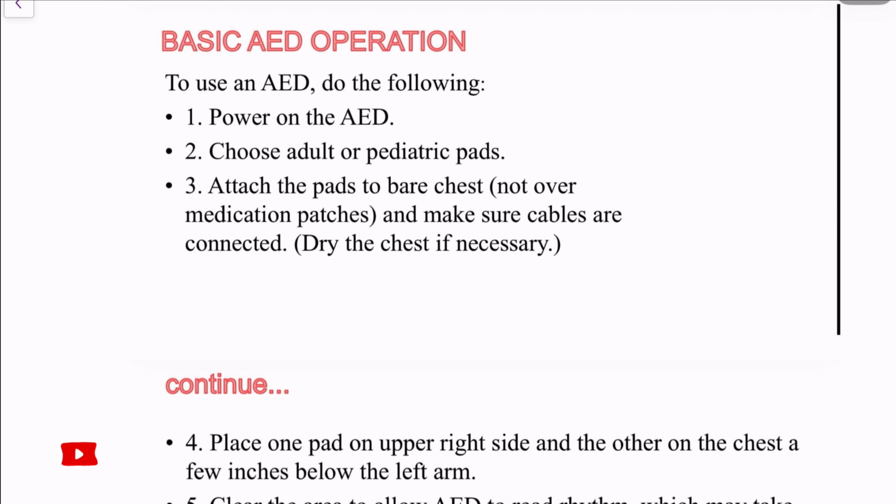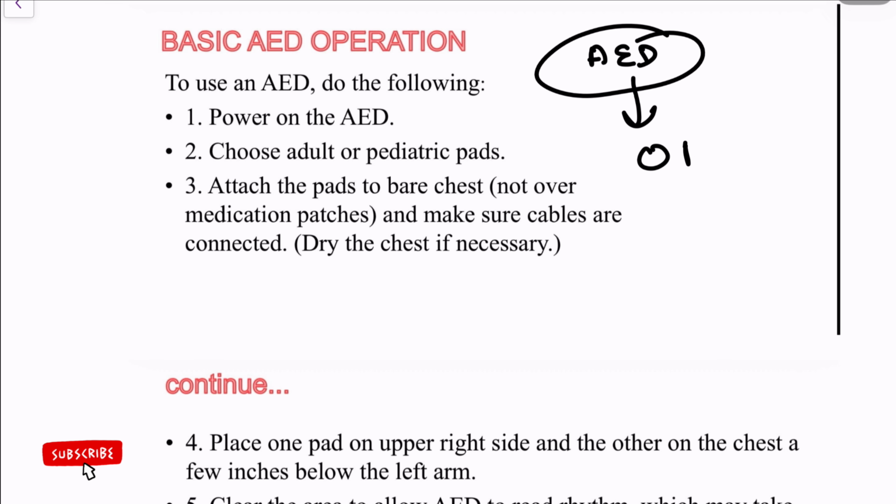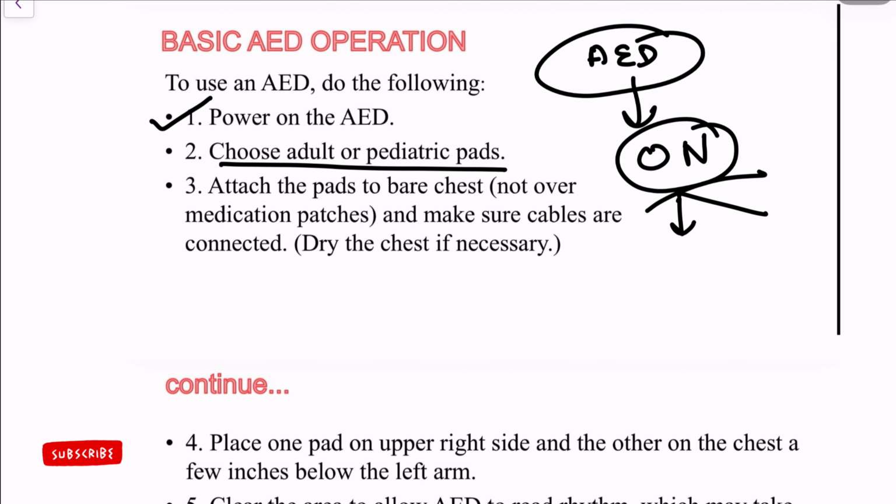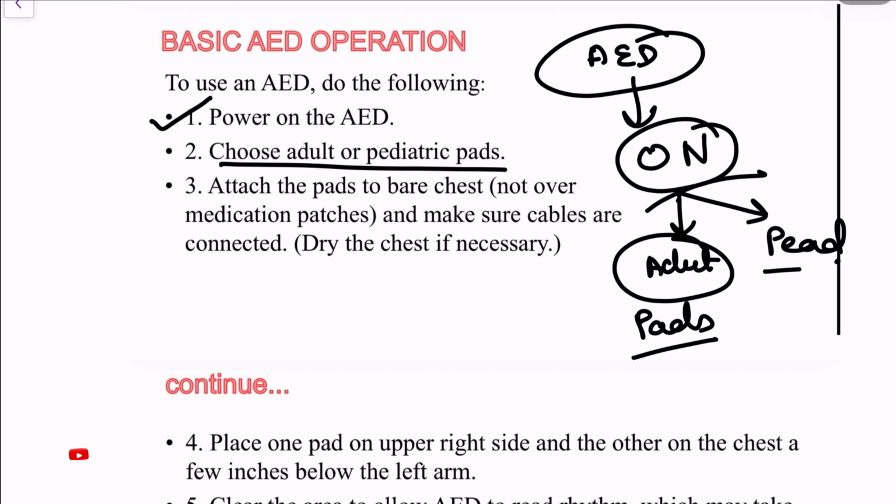Now, basic AED. First, when you get an AED machine, you have to power on and start the machine. Then choose the patient type: you have an adult patient or a pediatric patient. There are two types of pads available, adult pads and pediatric pads.